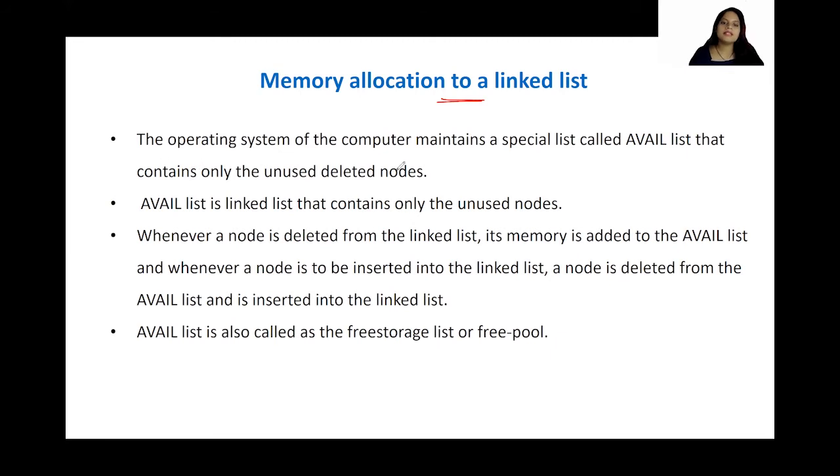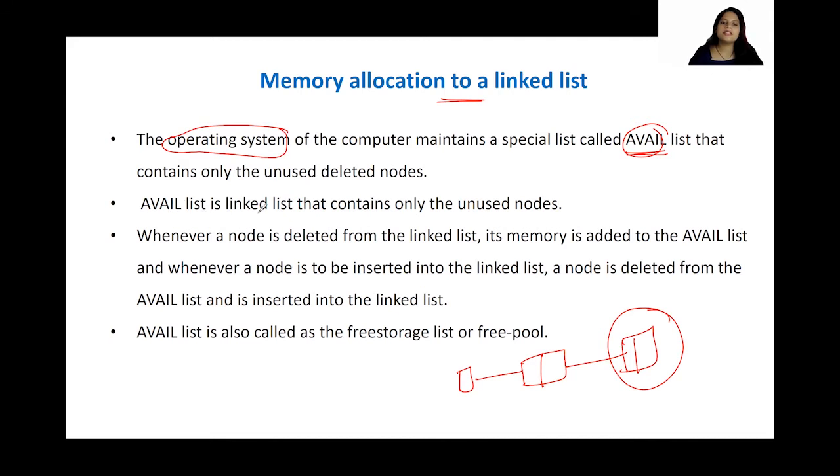So the operating system of a computer maintains a special list called the avail list, that contains only the unused, deleted nodes. Suppose we had a linked list where we have deleted a node. In that case, this memory gets freed, isn't it? So those freed linked list nodes get stored in this particular list, the avail list. Who maintains this? The operating system maintains this list. So the avail list is a linked list that contains only the unused nodes.